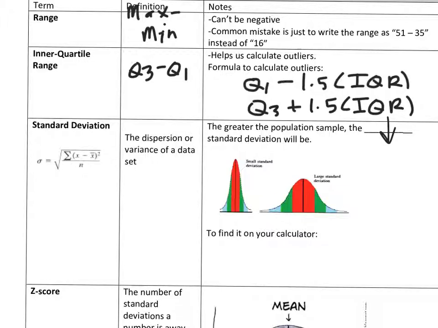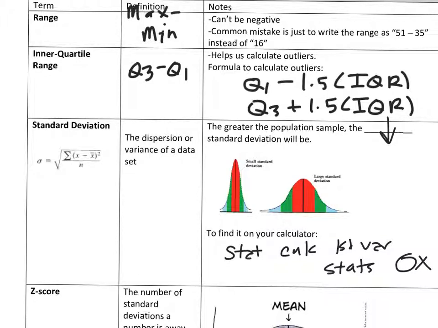To find it on your calculator, you're going to go through and do stat, calc, first variable statistics, and then look for the standard deviation symbol. There are a couple different types of standard deviations based on what textbook you're using, but we are using the one that has this symbol. Look for that symbol for standard deviation.